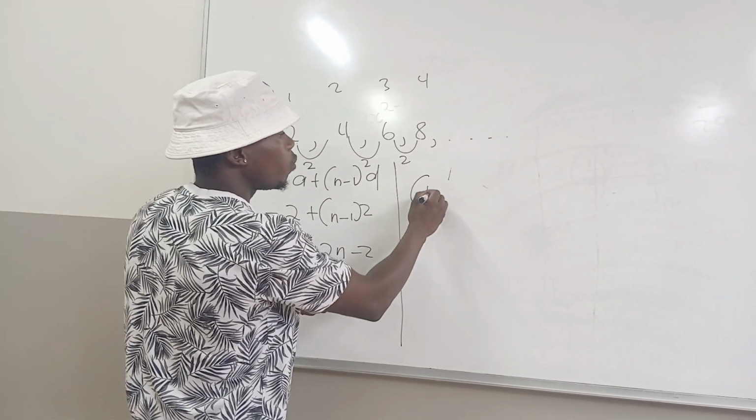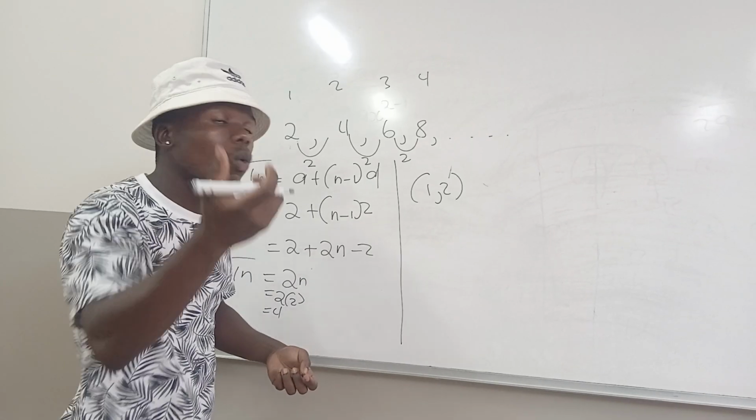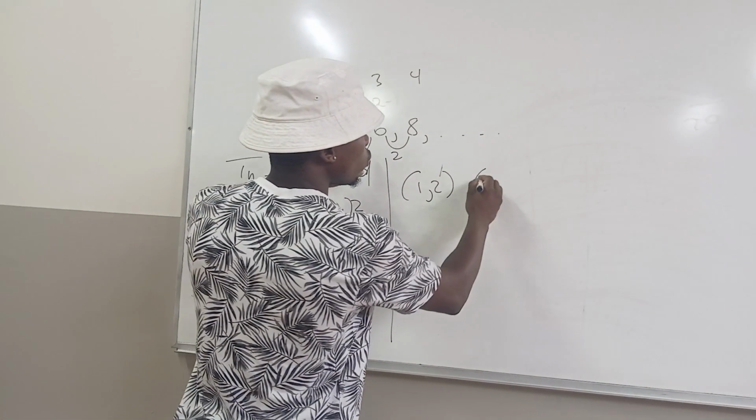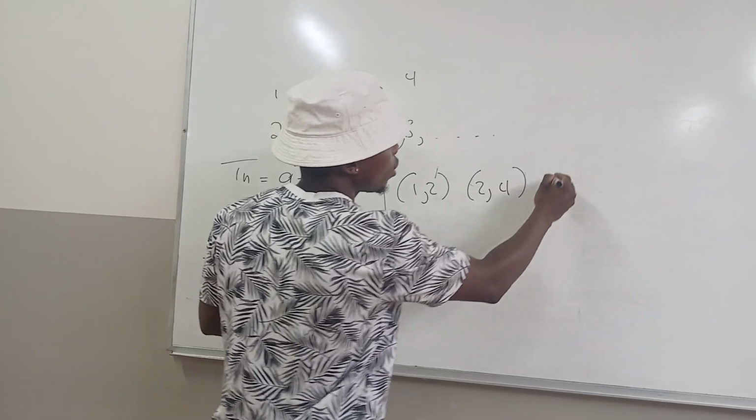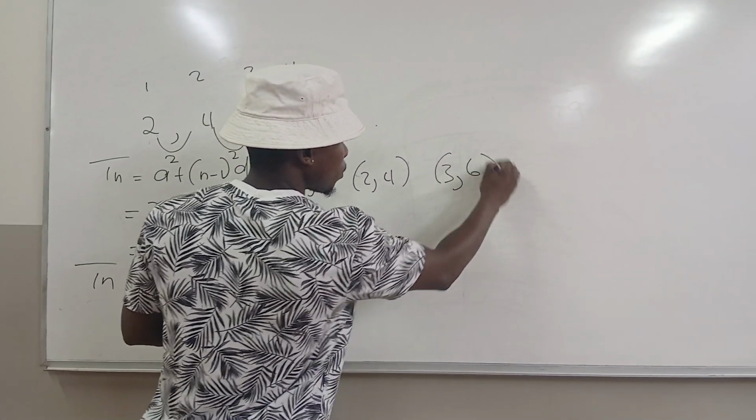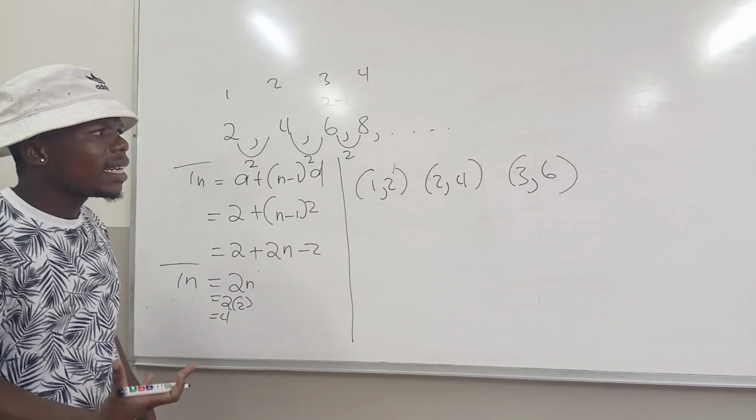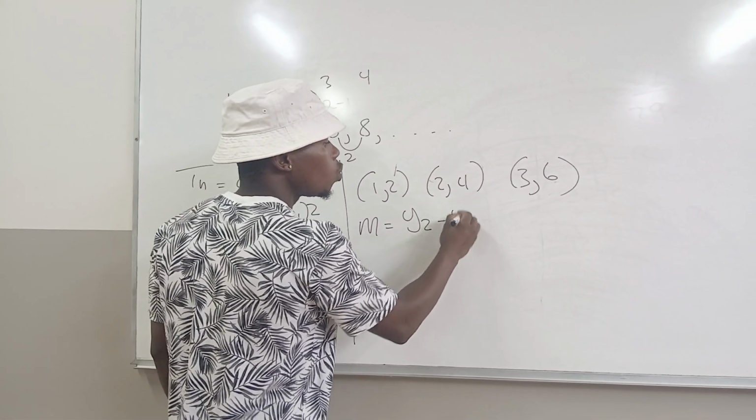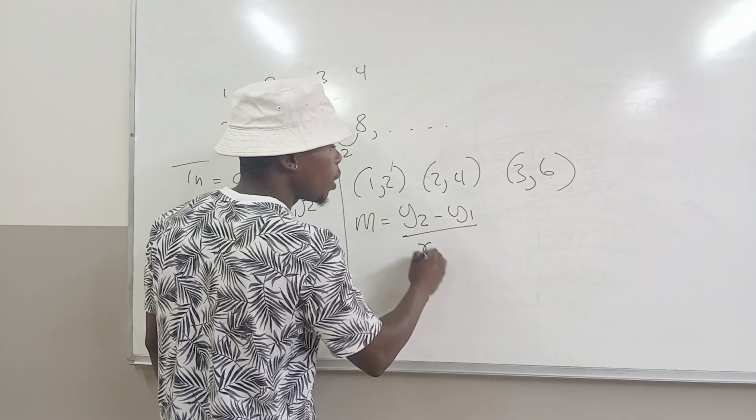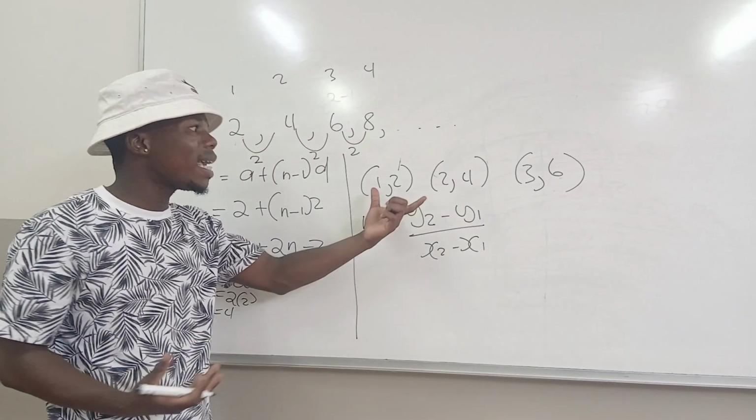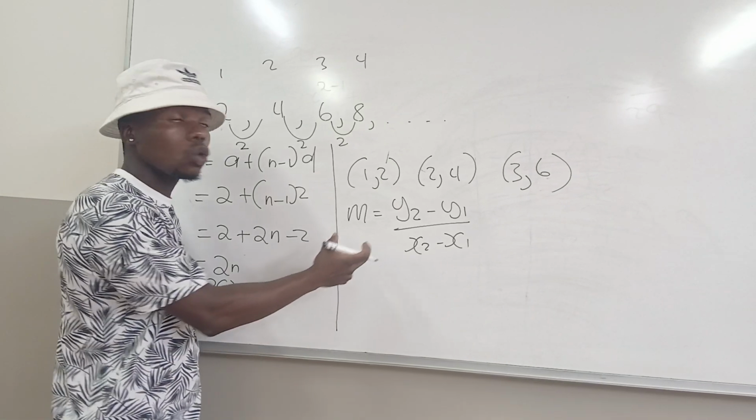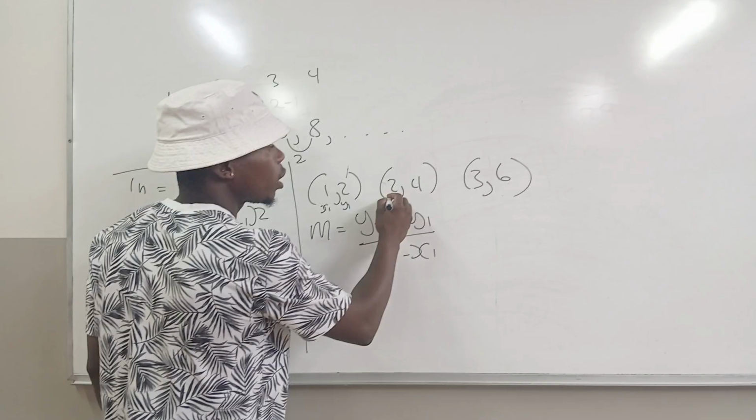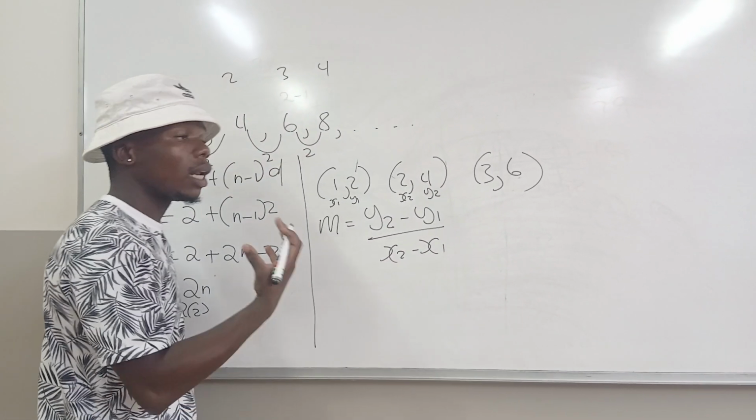Here I will have 1 and 2, because when I substitute 1 in my formula, I get 2. Here I can have 2 and 4. Here I can have 3 and 6. Are we fine? Now let's find the gradient. Remember, the gradient is equal to y2 minus y1 over x2 minus x1. You can choose any coordinates you want, but I want to choose these two. Here I will have x1 and y1, and x2 and y2. Now let's calculate our gradient.